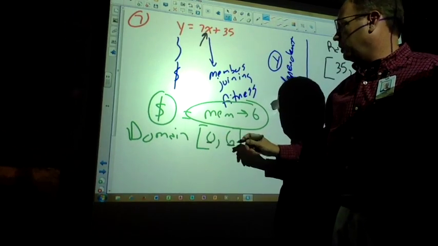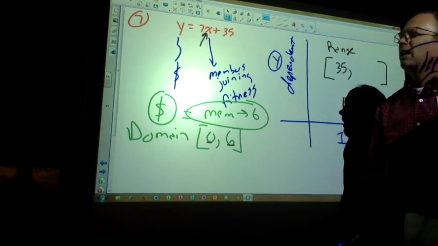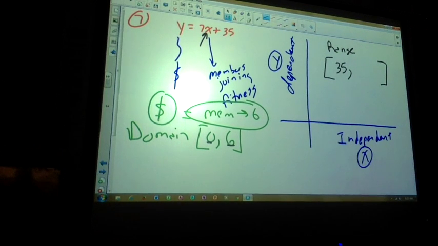Okay, so I plug 0 and 6 in. Plugging 6 in, I get 7 times 6 is 42. And then I'm going to add 35 to 42. 77. So that's my range. That's the minimum up to the maximum amount of money that this rec center or fitness club is going to get off of our firm. Does that make sense? Sorry, I didn't mean to skip the range.